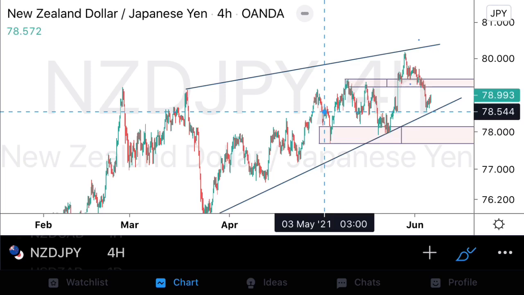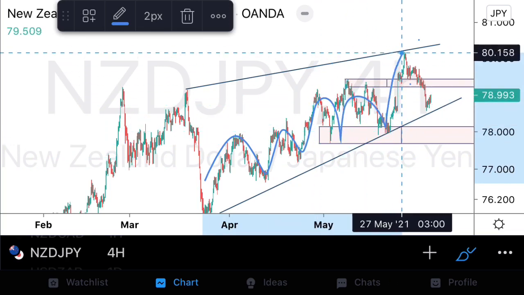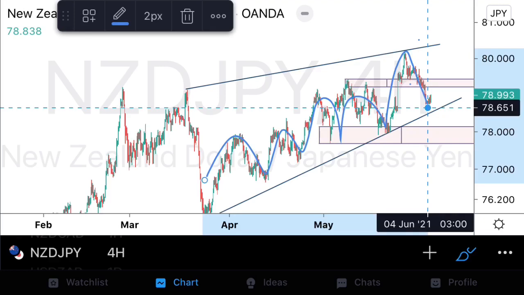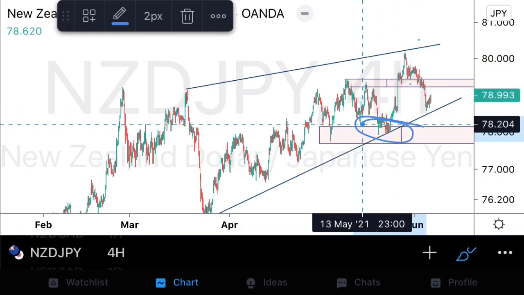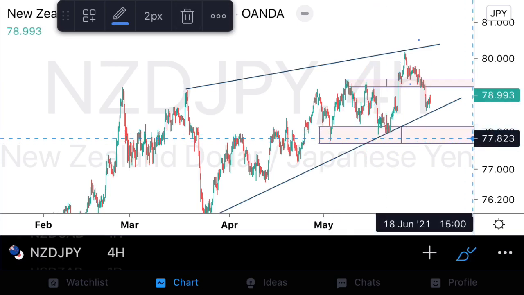terms of the structure that we can identify on NZDJPY. NZDJPY is extremely bullish. These are the previous support structures that are holding this market to the upside.